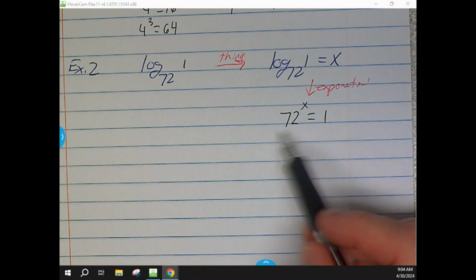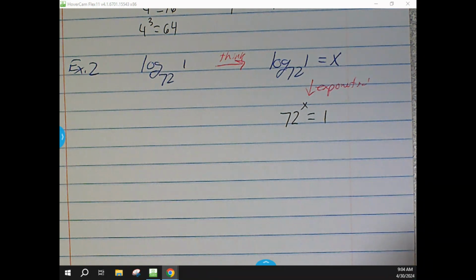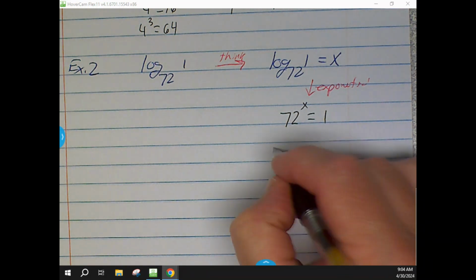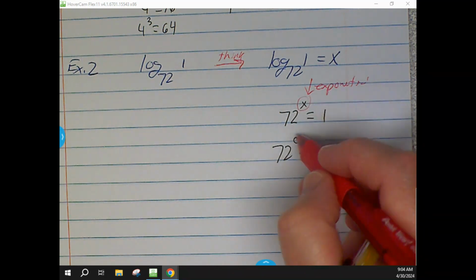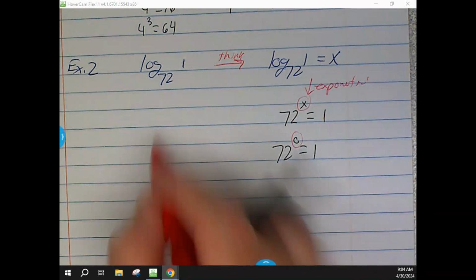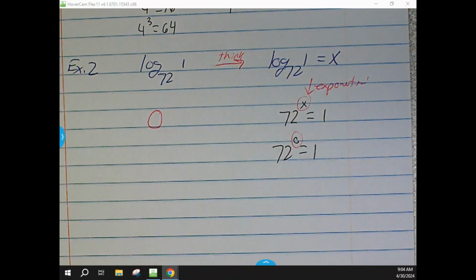So what's that power got to be in that case? There you go. I like it. Everybody's remembering that. So 72 to the 0 power equals 1, right? So in that case, that means x has to equal 0. So if they ask you to simplify this one, that thing's just 0.